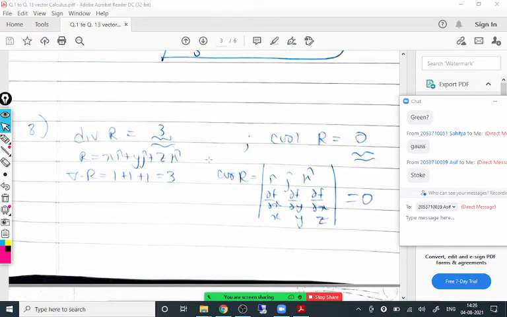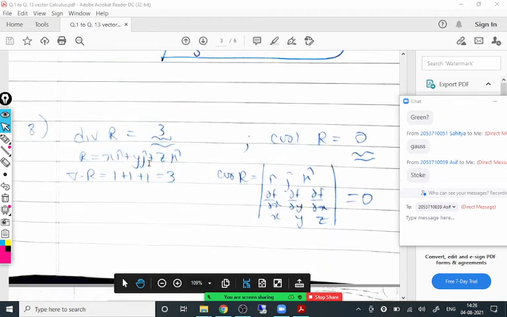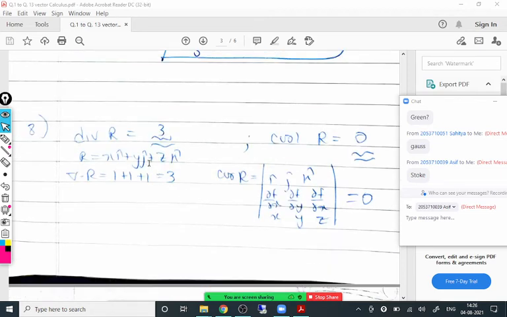Question number 8. We say divergence of r bar is 3. This is a very simple proof. Del dot r bar is 3. Good, so this is the standard result. Which are the standard results? Divergence of r bar, then gradient of r, or curl of r bar. All these are standard results, and you should know them.